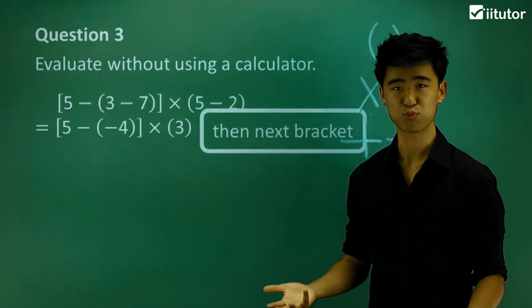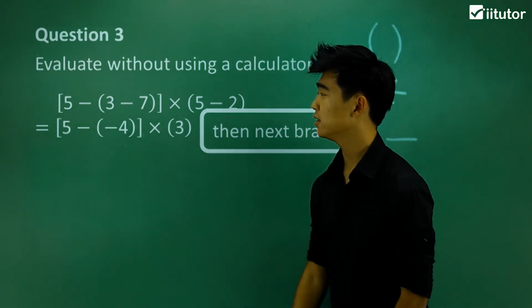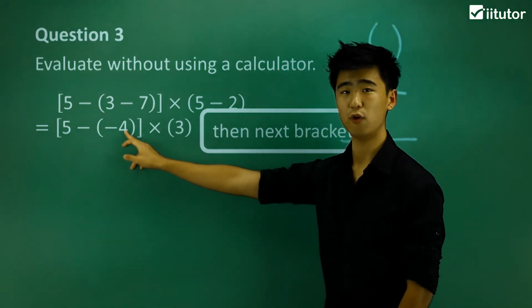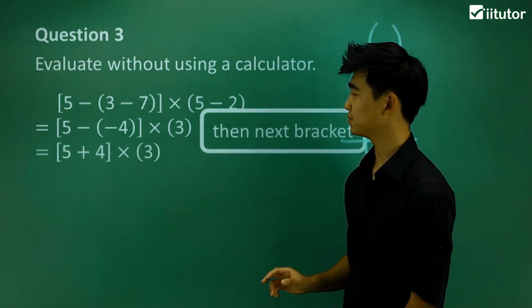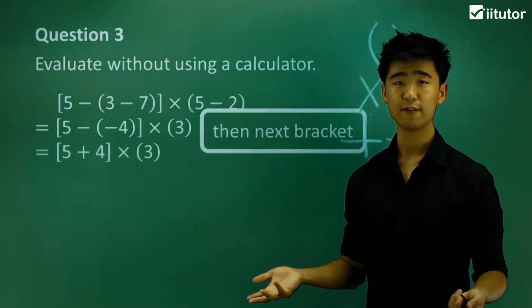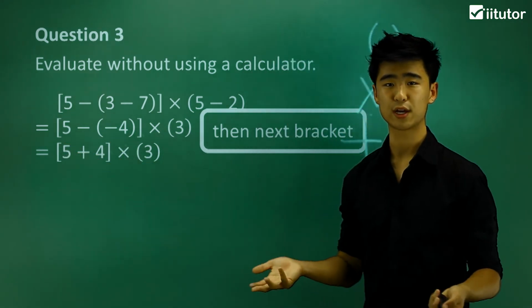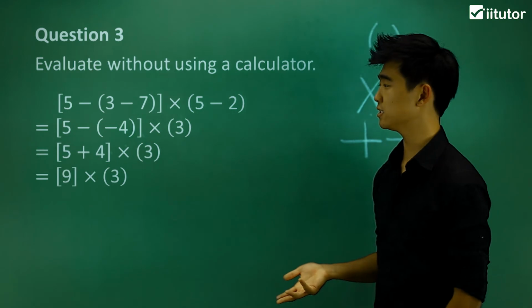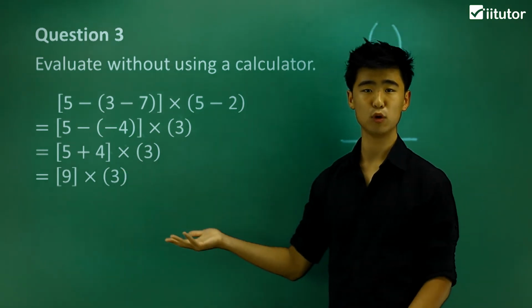Then the next bracket, okay? So meaning this one. So negative minus negative 4, okay, that part will become plus 4, okay? So after we do that, bracket again, then we're going to calculate what's inside there, which is 9 times 3. So now we're just left with numbers and multiplication.